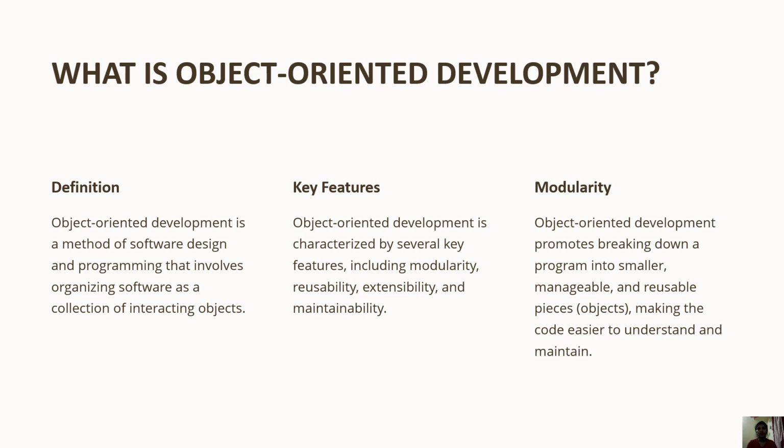Object-oriented development is characterized by several key features including modularity, reusability, extensibility, and maintainability. If you want to go further into what these features are, you can go deeper into this topic. The next is modularity. Object-oriented development promotes breaking down a program into smaller, manageable and reusable pieces, making the code easier to understand and maintain. So in modularity, a big code is separated into smaller codes that can be solved easily, and after solving the small codes, they can be put together to make a large code, so it is easier to solve any large code problems.